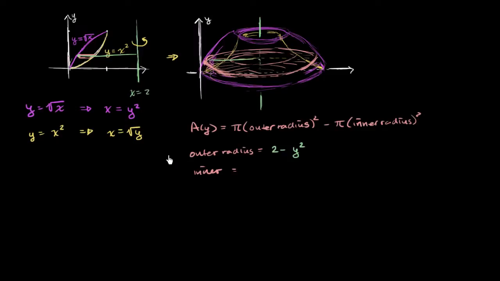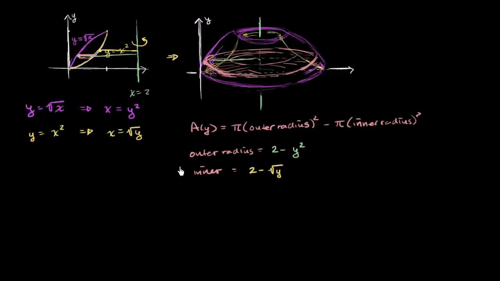is going to be equal to what? Well, that's going to be the horizontal distance between this vertical line and our inner function, our inner boundary. So it's the horizontal distance between 2 and whatever x value this is. But this x value as a function of y is just the square root of y. So it's going to be 2 minus the square root of y. And so now we can come up with an expression for area.